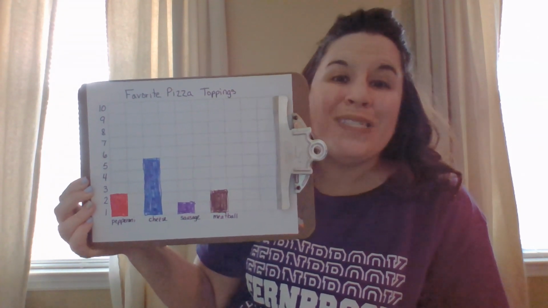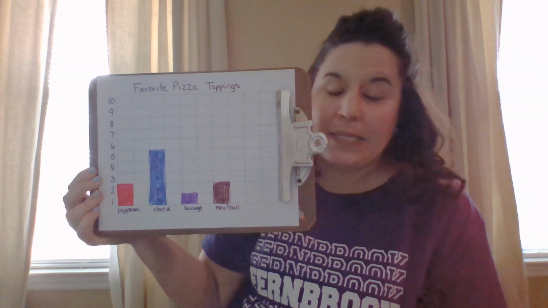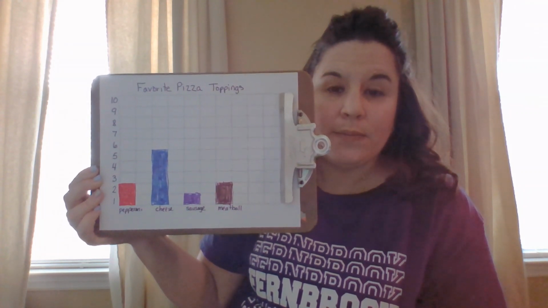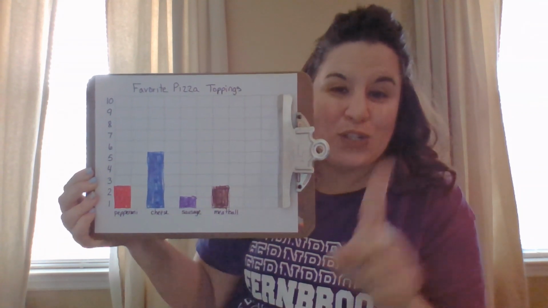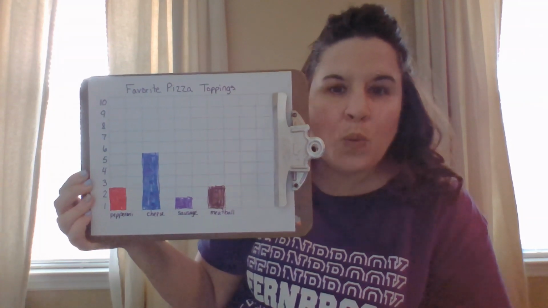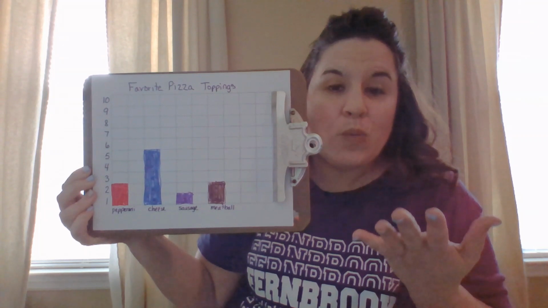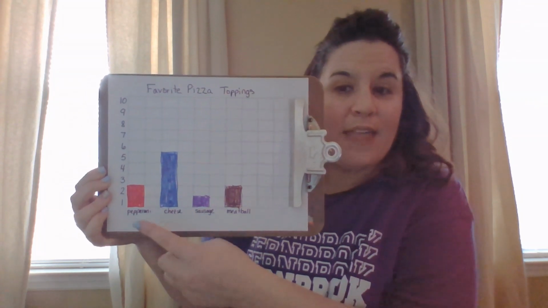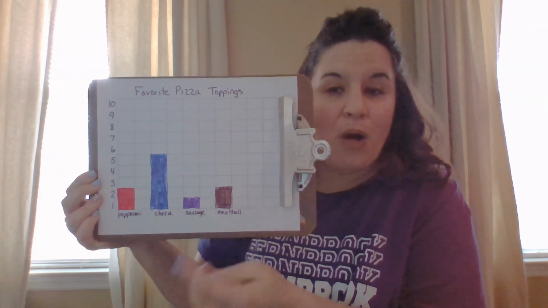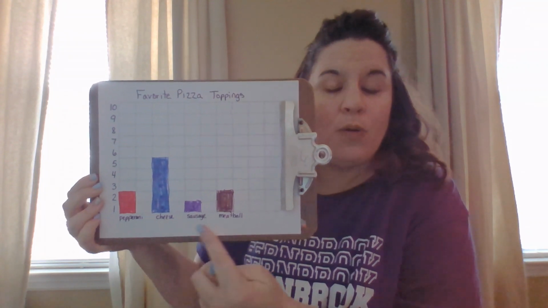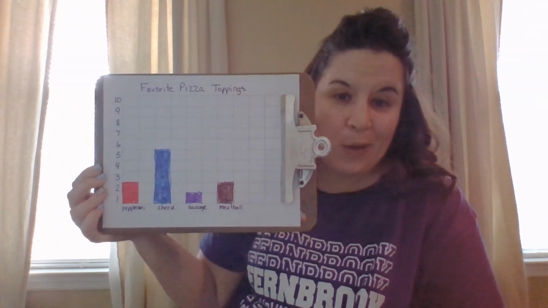Which pizza topping was the least favorite? That means not as many. That's right, sausage, because sausage only had 1. And then which pizza topping was the favorite that was the same? It was equal. That would be pepperoni and meatball. We had 2 people say pepperoni and 2 people say meatball.